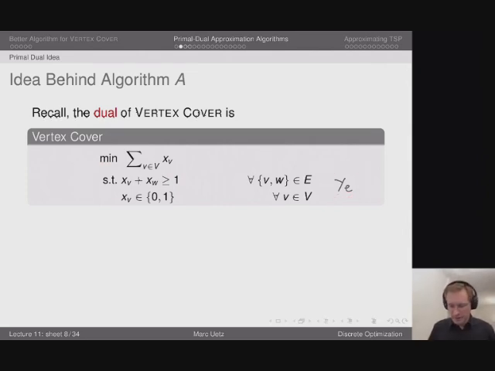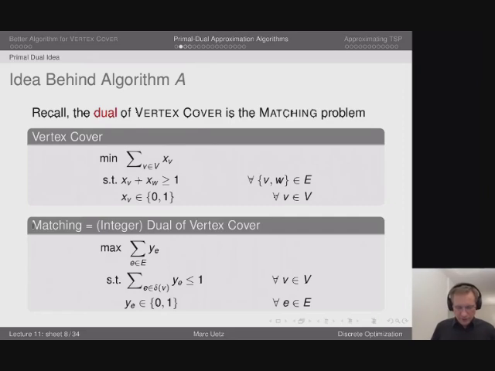So maximize the number of selected edges subject to which constraints? Well, the corresponding dual constraints will be that for each of the vertices of the graph, I can select at most one. So that's precisely the matching formulation. Okay, so first of all, forgetting about integrality, these are the corresponding linear programming duals of each other. And with integrality, we see that the matching problem, that's the integer dual of the vertex cover problem.